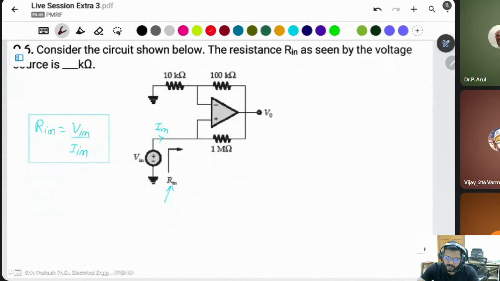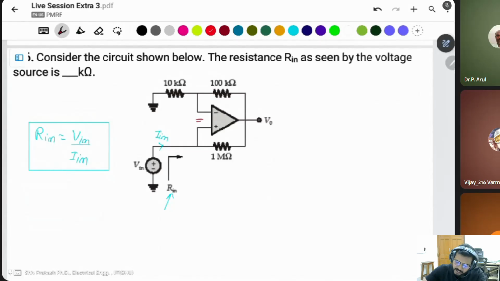In an op-amp question, if it is an ideal op-amp, the input impedance is infinity. With infinite input impedance, what is the current, V by Z? V by infinity, current is 0. It means the current passing through this is 0 ampere. There is no current entering the op-amp.